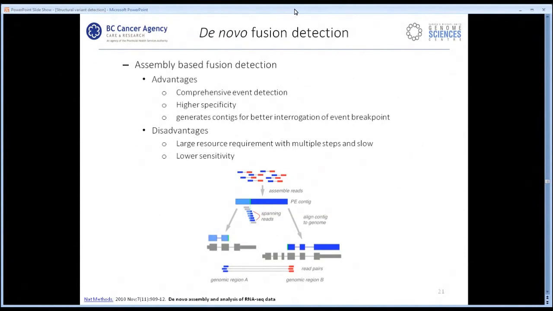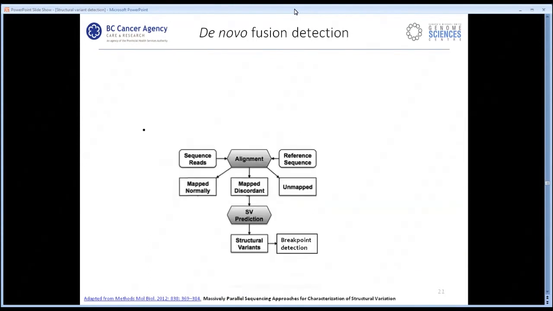The advantages of assembly-based fusion detection are it's very comprehensive. You can identify all the different types of structural rearrangements that occur. It has high specificity because contigs themselves are assembled from the reads representing the event. And because it generates contigs, there is better interrogation of the breakpoint itself, which means you can look to see whether there's any mistemplated sequence at the breakpoint, which would give you information regarding the method by which the break had occurred. The disadvantages are that it requires a large resource requirement and is a multiple step process and can be quite slow. And because contigs are generated, it is generally a lower sensitivity method.